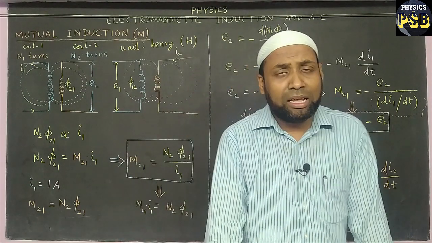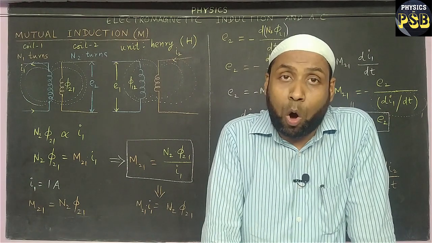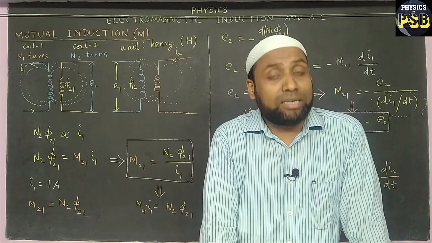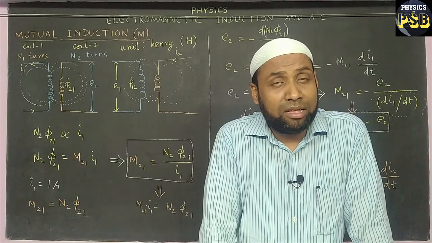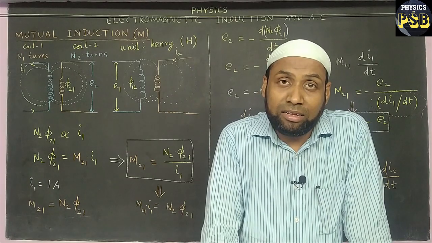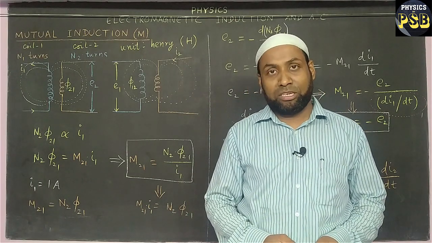Experimentally, it is found that mutual inductance between two coils depends on the size, shape, number of turns, the orientation of the coils, and the permeability of the medium in which the coils are placed.